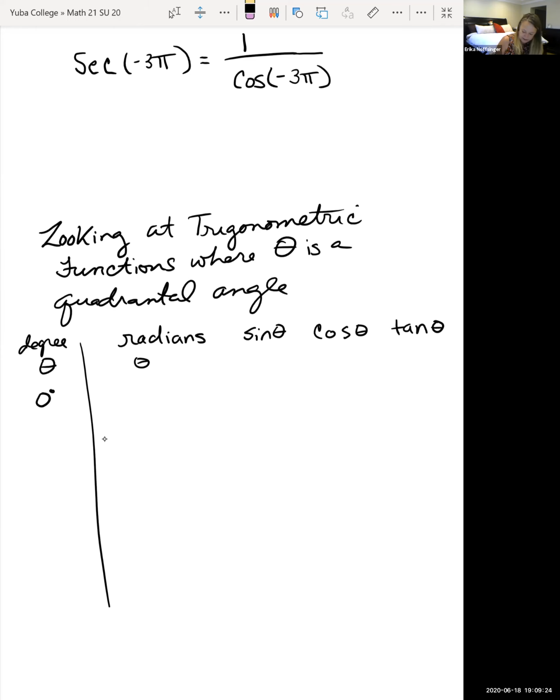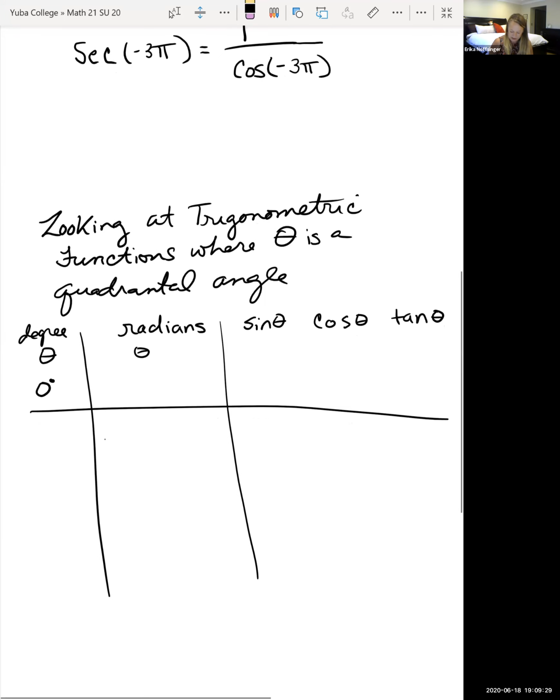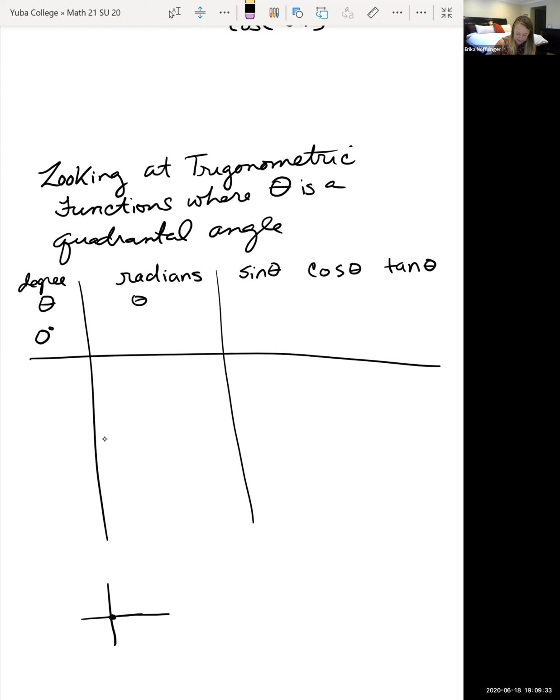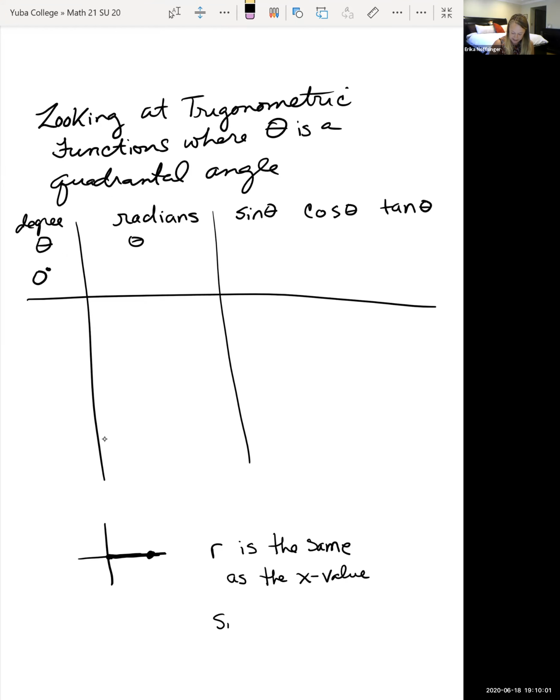So if you have 0 degrees, you're on the positive x-axis. It could be any size here. Notice that our r value is the same as the x value. Sine theta, as I was telling you before, is y over r. When it's 0 degrees, the y value is 0. So 0 degrees is 0 radians, and sine of 0 is 0 over r, which is 0.